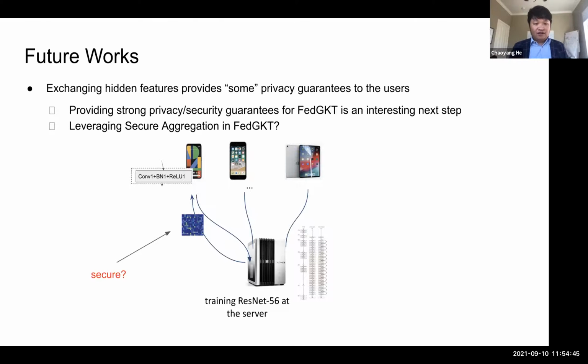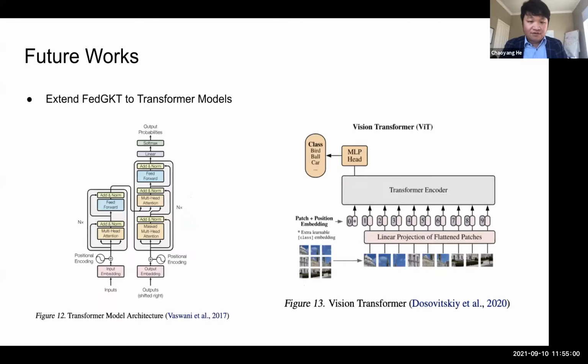In our lab, we are trying to solve it by secure aggregation, meaning that we can add some noise to the activation map, so that the server side cannot see a specific client's gradient and activation maps. Another direction would be to extend from CNN to transformer models. This is a very straightforward idea.